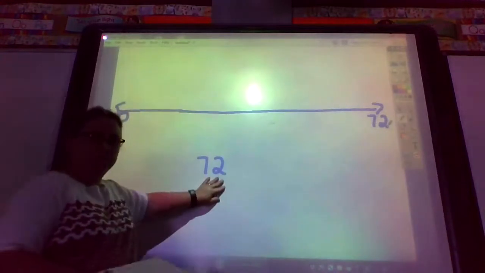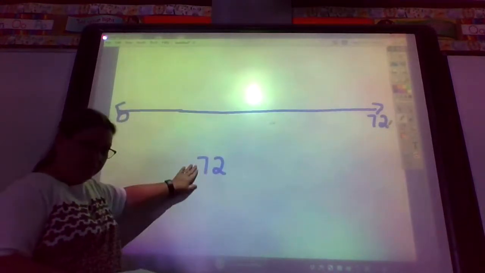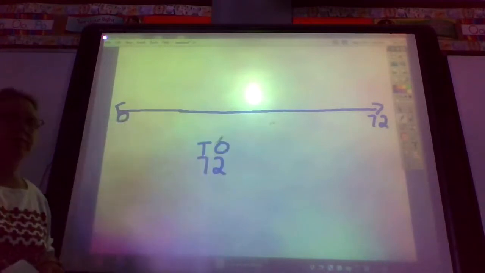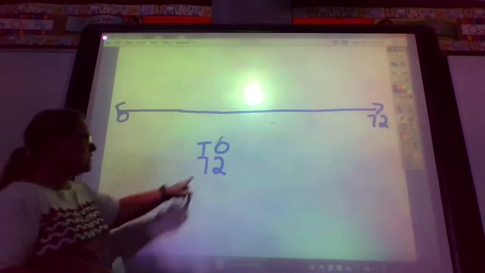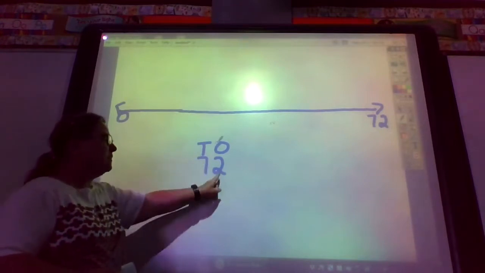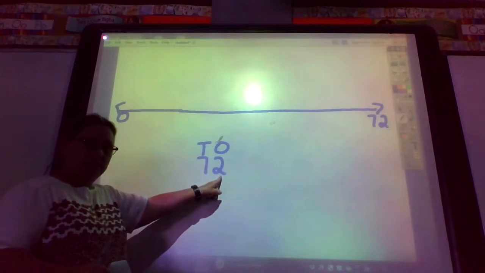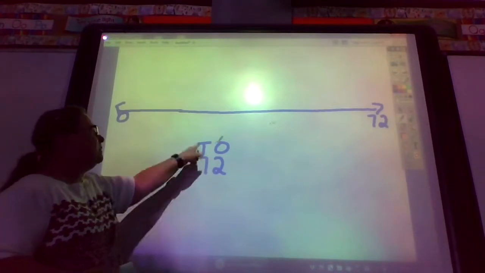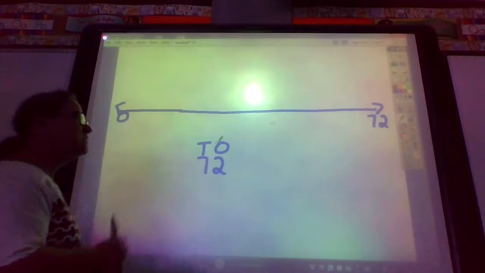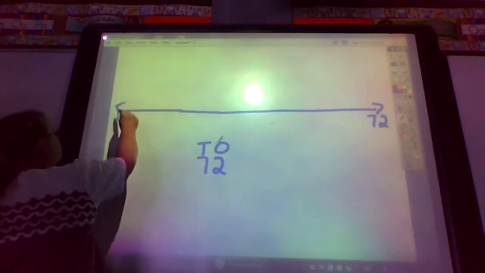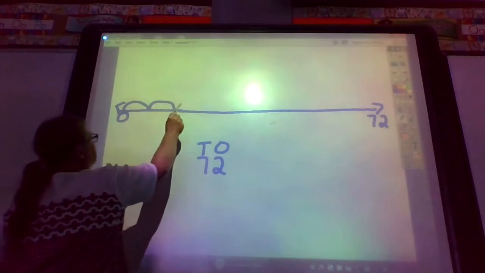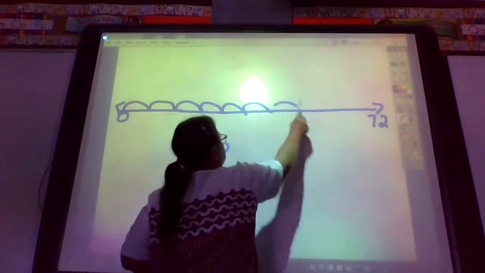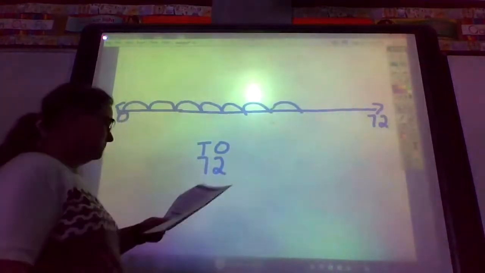Well, I have 72. I don't have any hundreds. All I have is tens and ones. You can write that and label that. So I have to hop by tens, and then I get to hop by ones. How many 10 hops am I going to take? I'm going to take 7, because I have 7 tens. So I'm going to do 7 10 hops. 1, 2, 3, 4, 5, 6, 7.